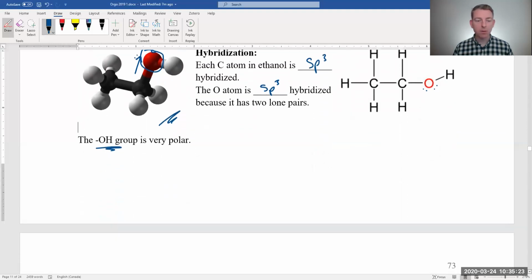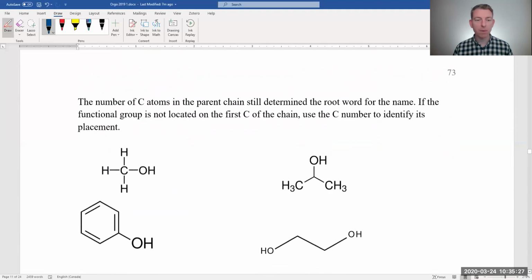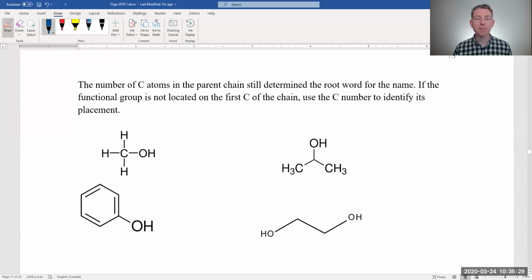Okay, so moving on to the next one. Oh, so just naming for it. Okay, so the number of carbon atoms in the parent chain is still the root word. And like I demonstrated earlier, if the functional group's not on the first carbon of the chain, we use that carbon number to identify its placement.